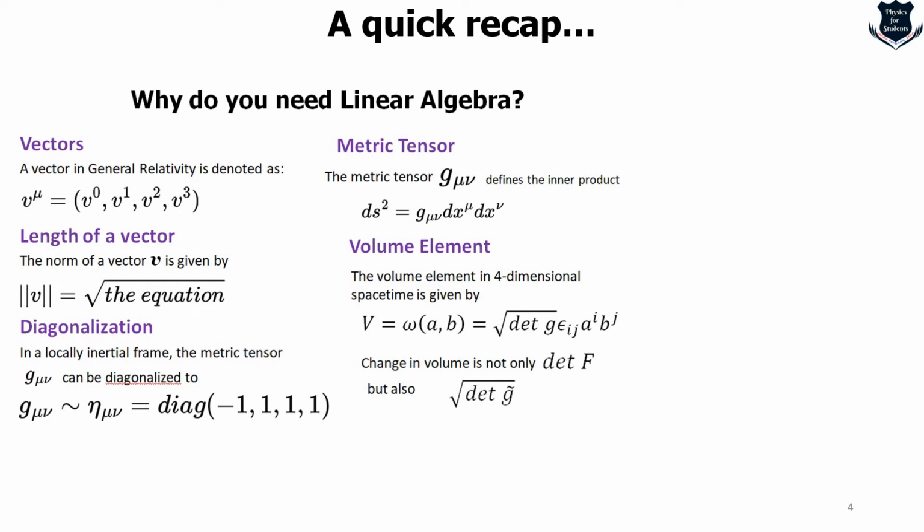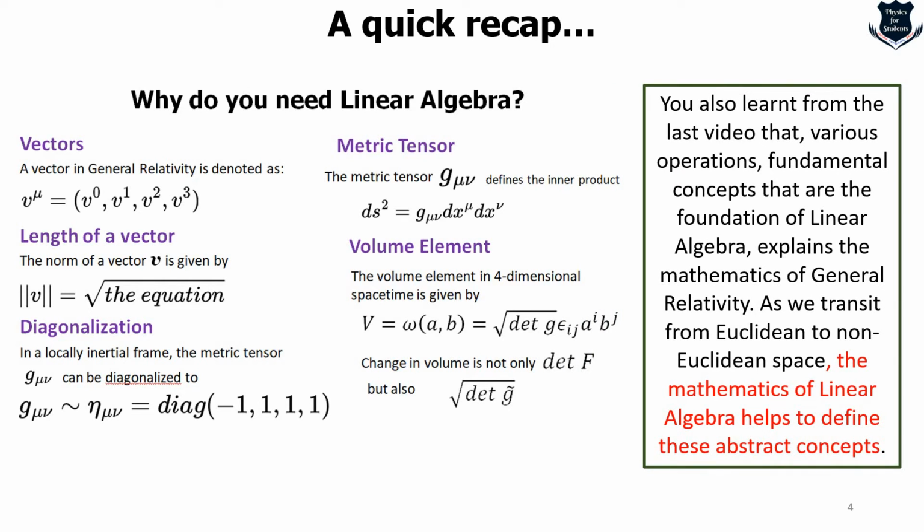You also learned that various concepts of relativity, for example, vectors, length of a vector, diagonalization, and most importantly, the metric tensor and volume element actually depend upon linear algebra. So when we make an elegant exit from the familiar Euclidean space to the non-Euclidean space, where things take a weird turn in terms of curvature, we find that general relativity and linear algebra are intimately related to each other. We saw those concepts in the last video.